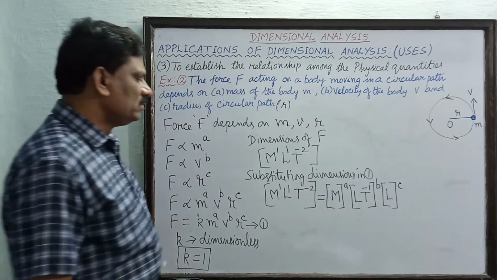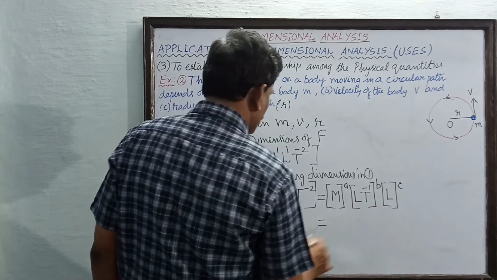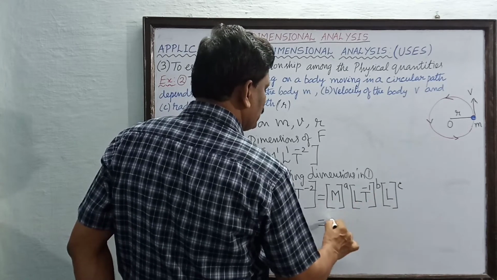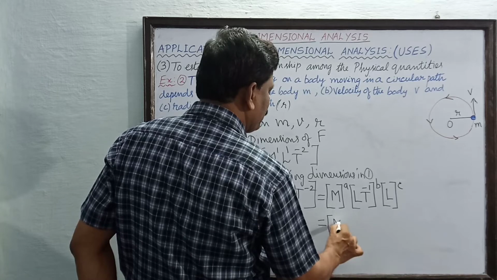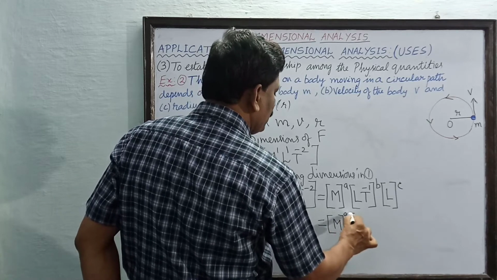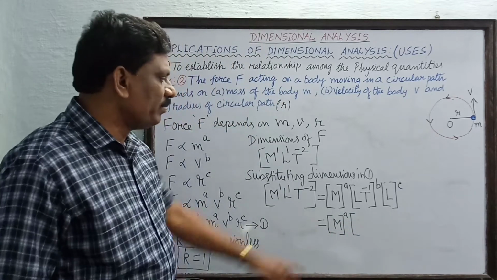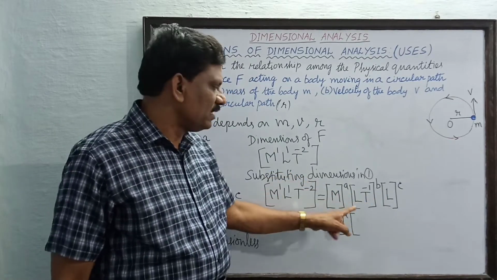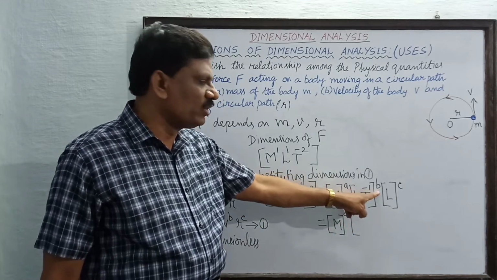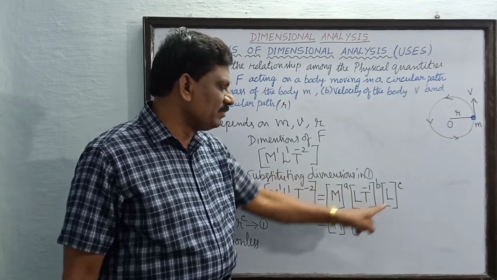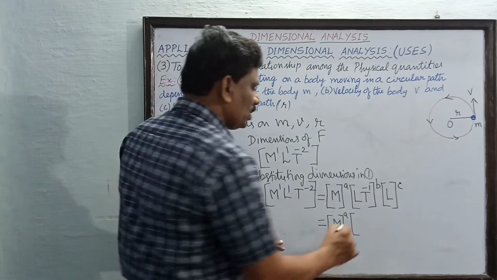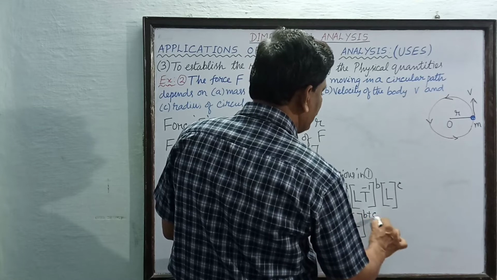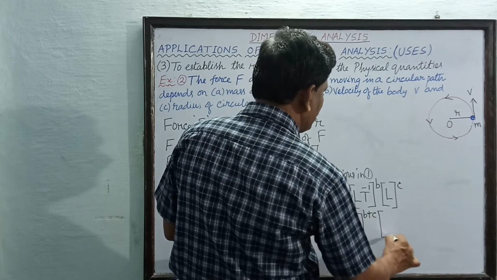Now this is equal to... on the right side there is only one m term, so that is m raised to the power a. Now I will find out how many L terms there are. In the second and the third bracket there are L terms. In the second bracket L is raised to the power b, and in the third term L is raised to the power c. So totally L is raised to the power b plus c.